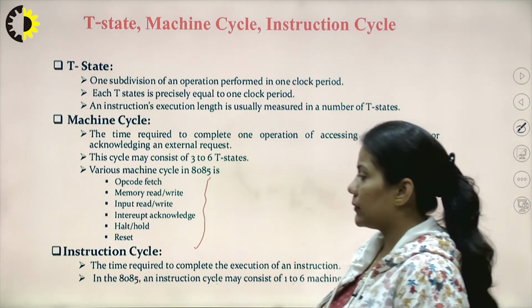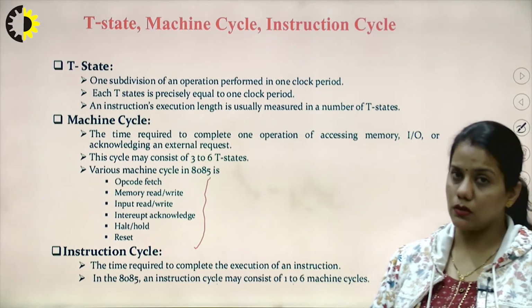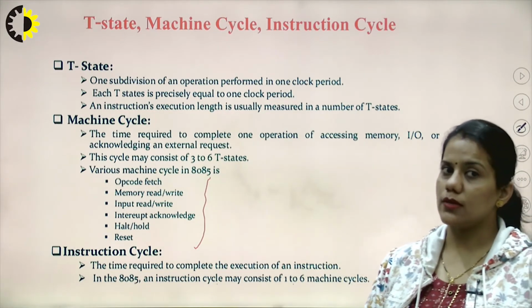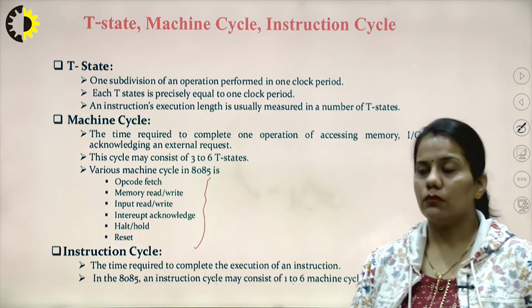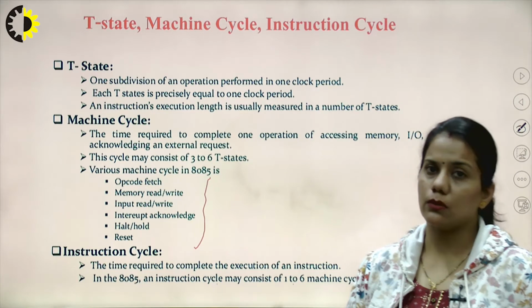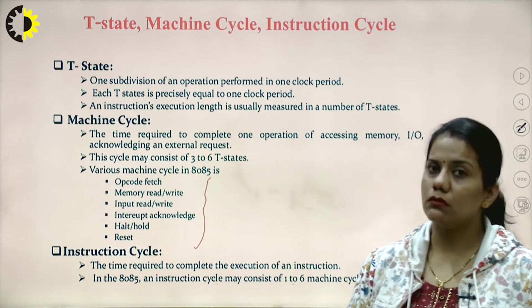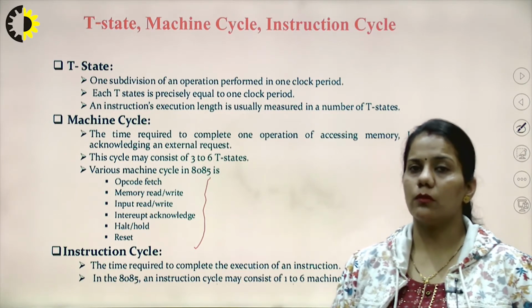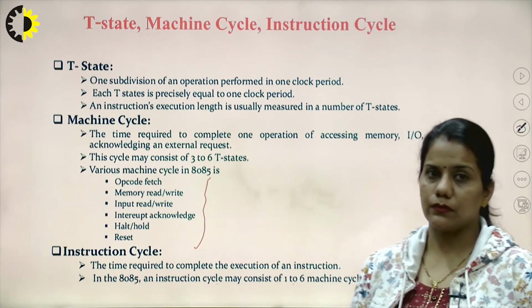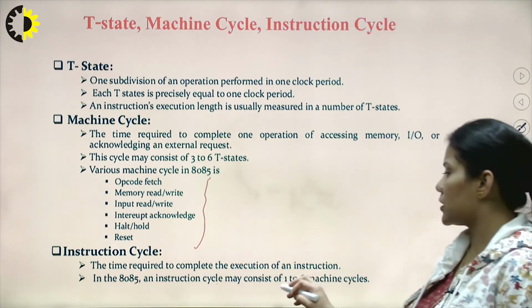Instruction cycle is the time required to complete the execution of an instruction. One instruction cycle can consist of a number of machine cycles. Maybe the instruction requires opcode fetch, then memory read, again memory read, and then memory write. So one instruction can have multiple machine cycles. In 8085, an instruction cycle may consist of 1 to 6 machine cycles.